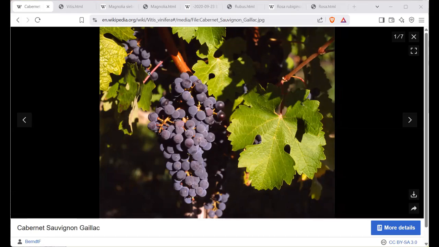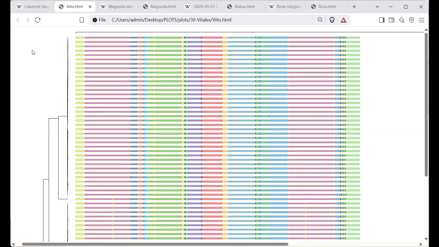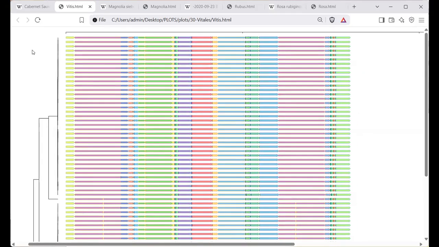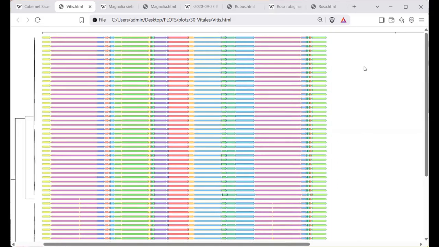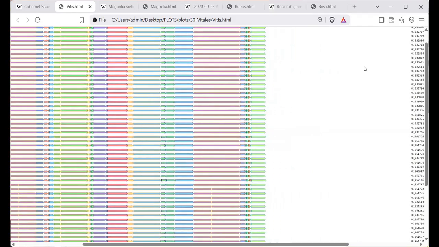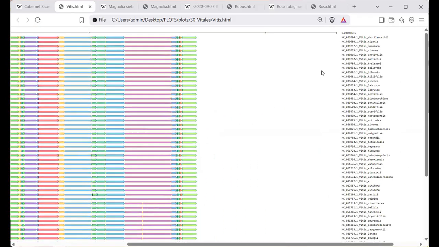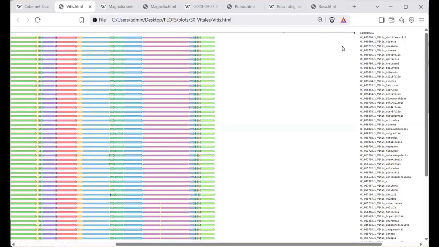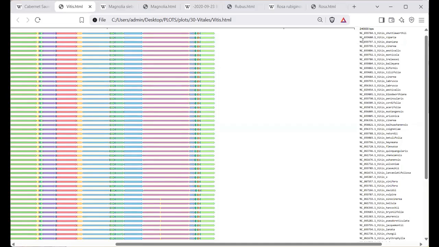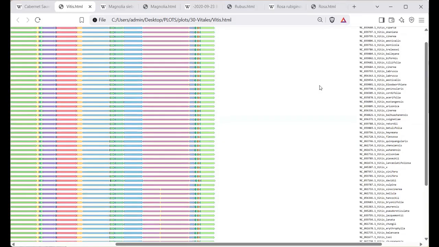Let's start with Vitis. This is the genus that includes grapes. Here is the PGR-TK plot. Since this is the first one you are seeing, let me explain what you are seeing here. On each line, this plot shows a plastid sequence. So every single line is a plastid sequence, and here it mentions which Vitis species is being shown. So the first one is Vitis shuttleworthii, and then it goes like that.